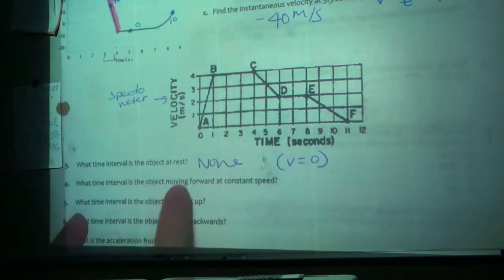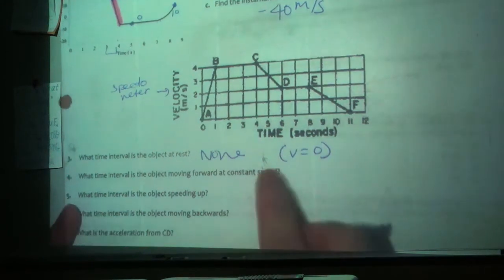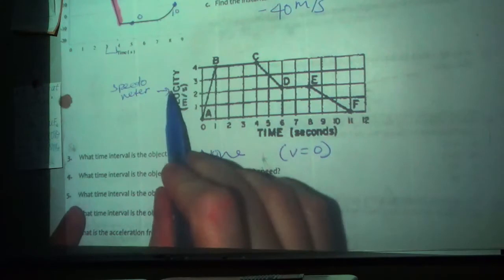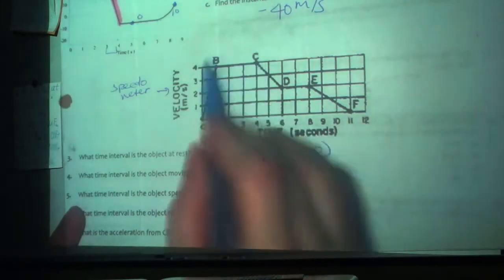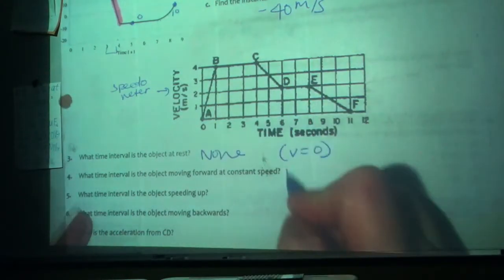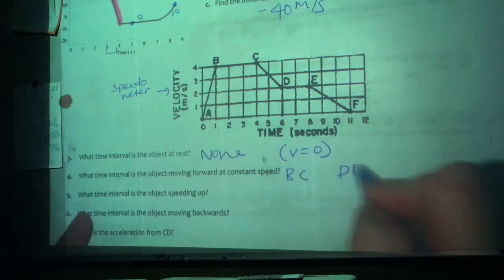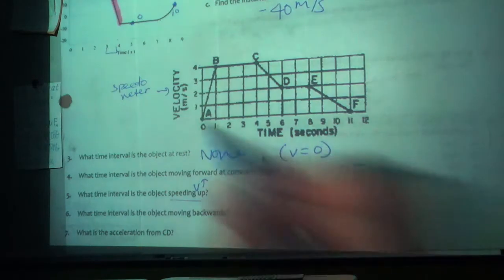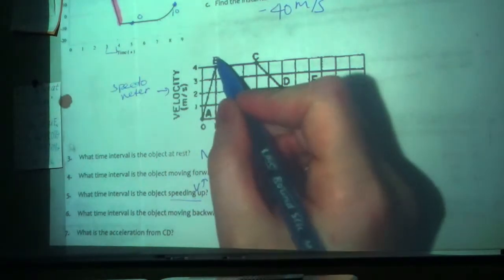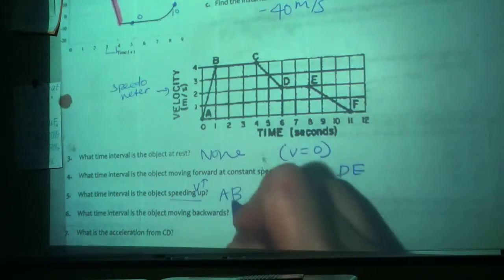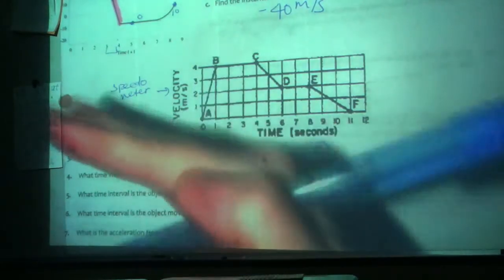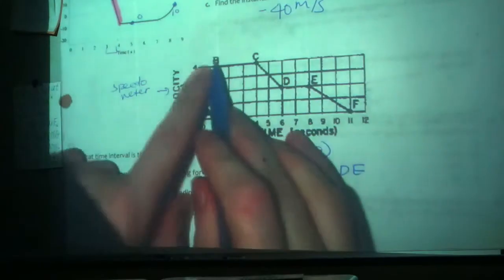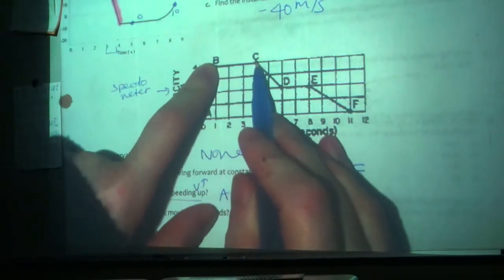Moving forward at a constant speed means constant velocity. Well, if your velocity is not changing, then your velocity graph should not be changing. So it's at constant speed in 2 sections, from B to C and from D to E. When it's speeding up, it means your velocity is increasing, so your velocity is increasing from A to B. Again, thinking of your speedometer makes this easy. If your speedometer goes from 0 up to 4, you just got faster. If your speedometer stays at 4, you're just cruising at a constant speed.